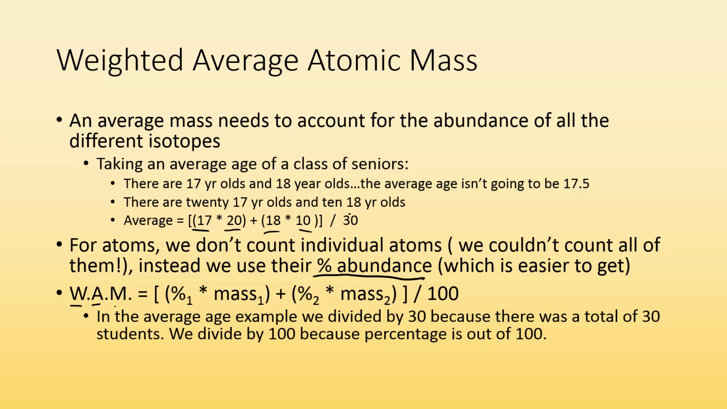So the weighted average atomic mass is going to be the percent of the first isotope times the mass of the first isotope, then parentheses, bracket that, plus the percent of the second isotope times the mass of the second isotope, bracket that, add those together and divide by 100. So in the average age example, we divided by 30 because there was a total of 30 students. When we are doing percentages, we got to divide by 100 because the percentage is out of 100.